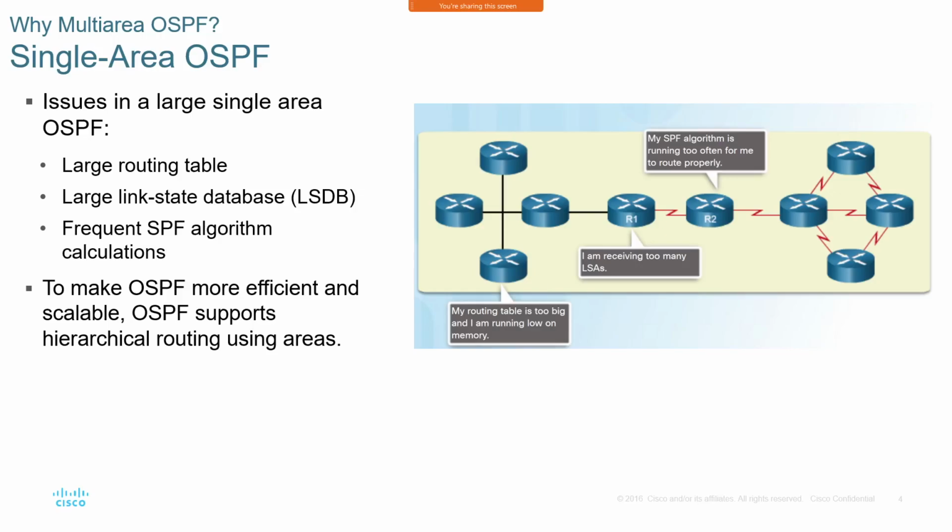What that means is the more routers we have, the more networks we have in the same exact area, the bigger, the larger the routing table and the link state database as well. A consequence of this is that we have to share the network information. If all the routers are in the same area, they will all have to have the same exact copy of the link state database.